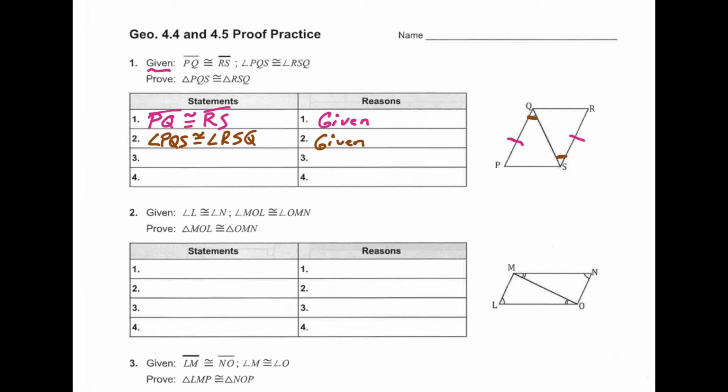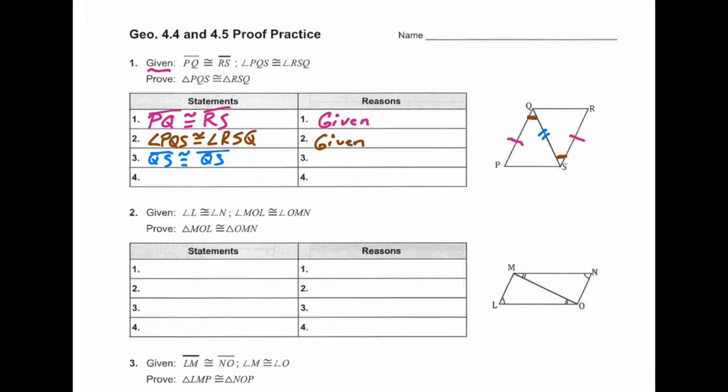Knowing that PQ is congruent to RS, those segments are congruent, is there anything we can do with that further? No, we're stuck. Knowing that those two angles are congruent, is there anything we can do further with that? No, we're stuck. So those two aren't going to help us do anything else, which means we need to start looking for our invisible pieces of information, which once again typically are going to be a reflexive or vertical angles. And I do see I have a reflexive line here, so my next statement is going to be QS is congruent to QS.